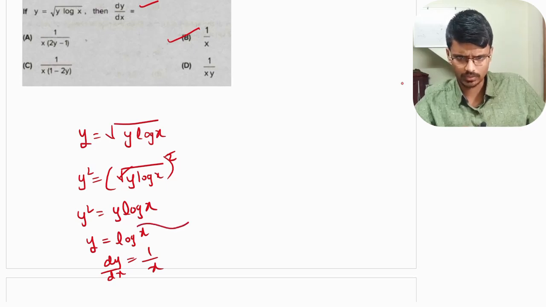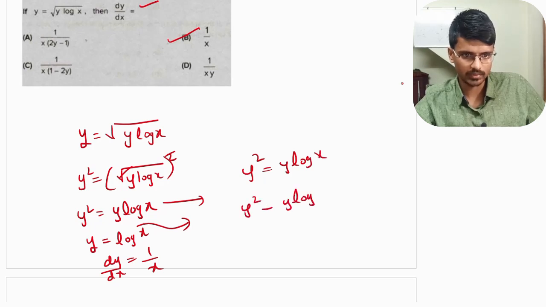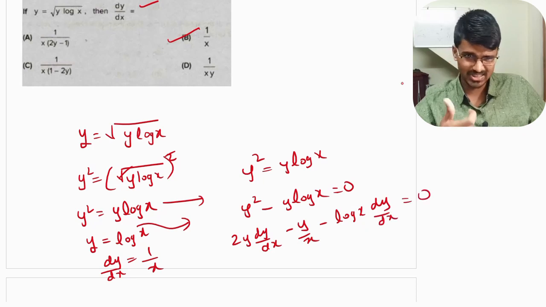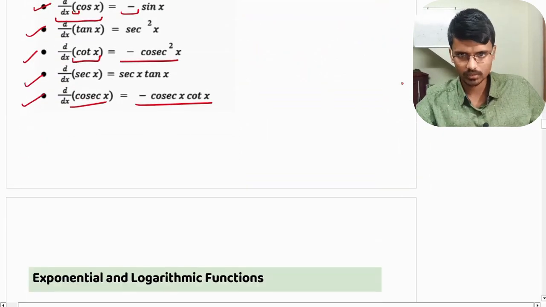Okay. There is also one way of doing this. Let me check. Y square equal to y log x. Instead of cancelling, if I do y square minus y log x, what happens? So 2y dy by dx minus y by x minus log x dy by dx. Okay, I'll just check this. Mostly it is correct, but I'll just check and let you know.